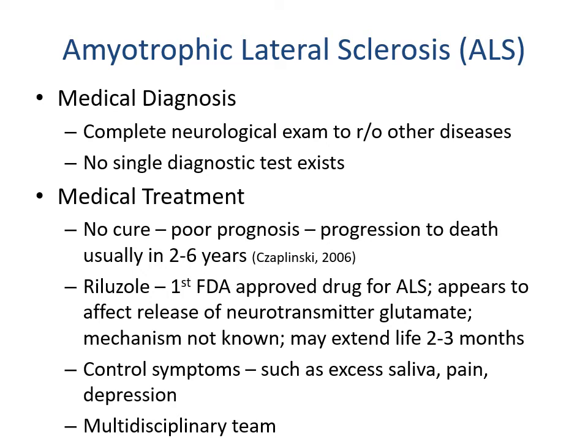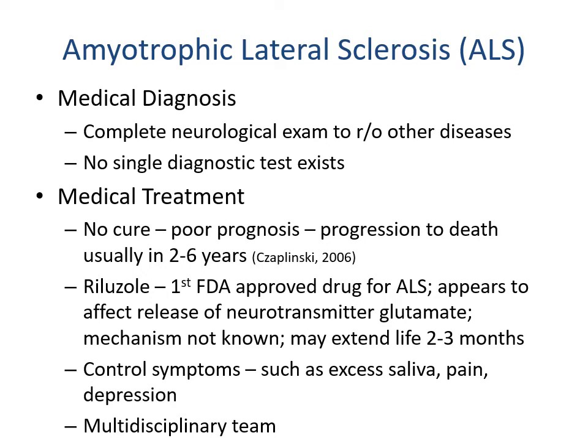So medical diagnosis: a complete neurological exam to rule out other diseases. Again, no single diagnostic test exists. For the medical treatment, again, no cure. This is a very poor prognosis with a progression to death in 2 to 6 years. Now we do have the medication Riluzole, which is the first FDA-approved drug for ALS, which appears to affect the release of the neurotransmitter glutamate. The mechanism is not known, but it may extend life for 2 to 3 months.